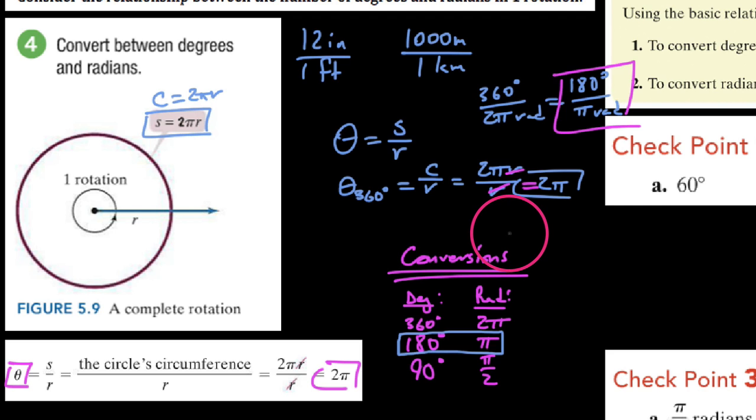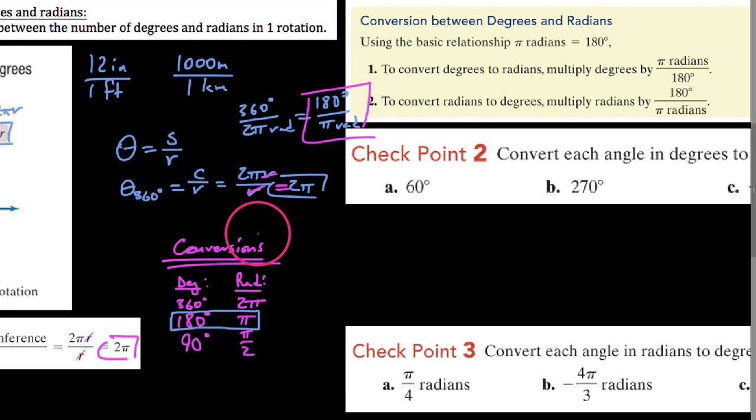Okay, they are the same thing, or equivalent amounts of rotation, let's put it that way. So in order to convert between these two things, we're going to borrow from this 180 to pi, degrees to radians comparison. Using the basic relationship that pi radians is 180 degrees, we're either going to convert from degrees to radians by multiplying by pi radians over 180 degrees, or from radians to degrees by multiplying by 180 degrees over pi radians.